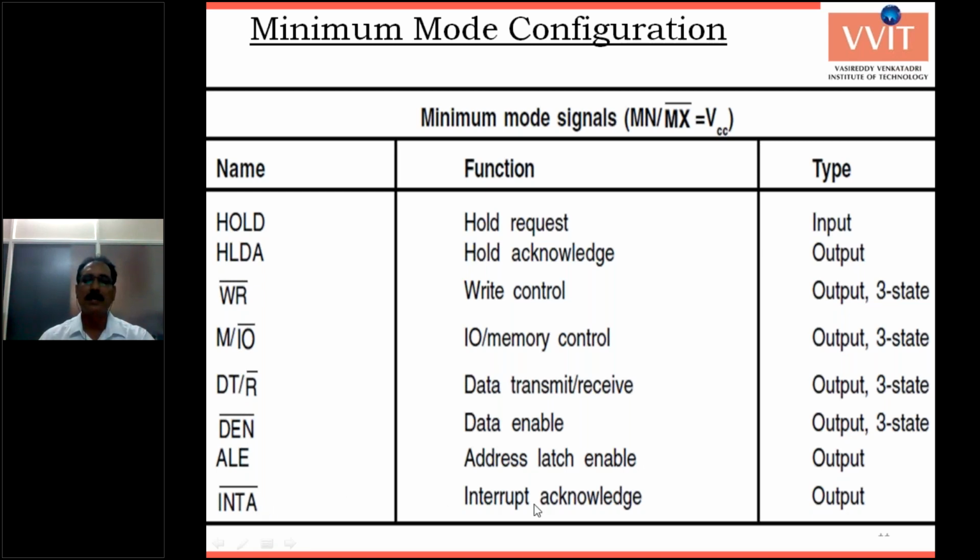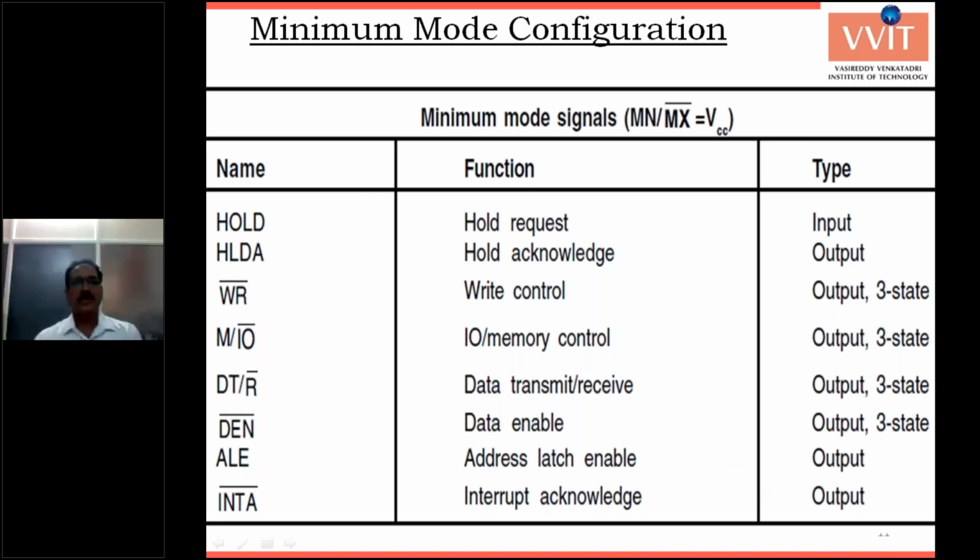The next is interrupt acknowledgement. Any external devices or IO devices send an interrupt signal to the processor via pin number 18. The response of the processor is generated as the interrupt acknowledgement for the interrupt service routine. It is an output signal.